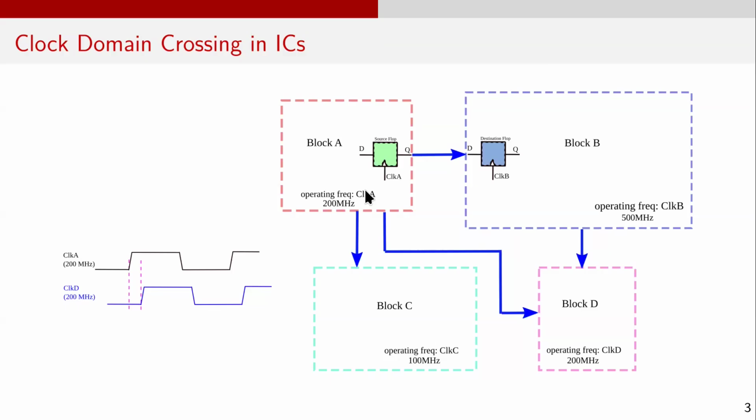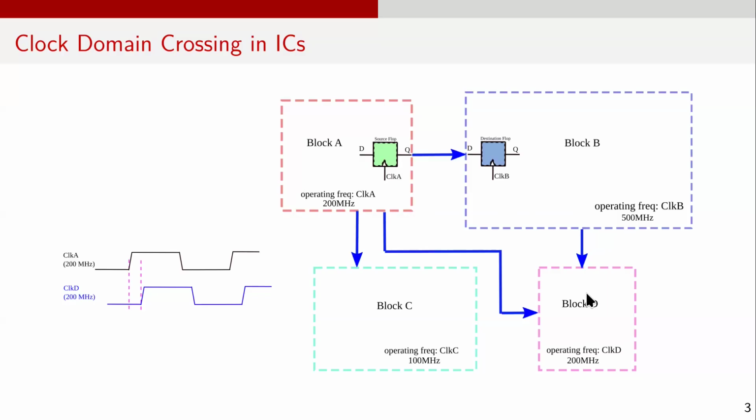Now that we understand what metastability is in a bistable circuit, let's see how metastability occurs in real digital systems. Modern chips typically contain multiple functional blocks, often running at different clock frequencies. For example, consider the figure where an IC contains four blocks, A, B, C, and D. Block A runs at 200 MHz, block B runs at 500 MHz, block C at 100 MHz, and block D at 200 MHz. These blocks frequently need to exchange data.